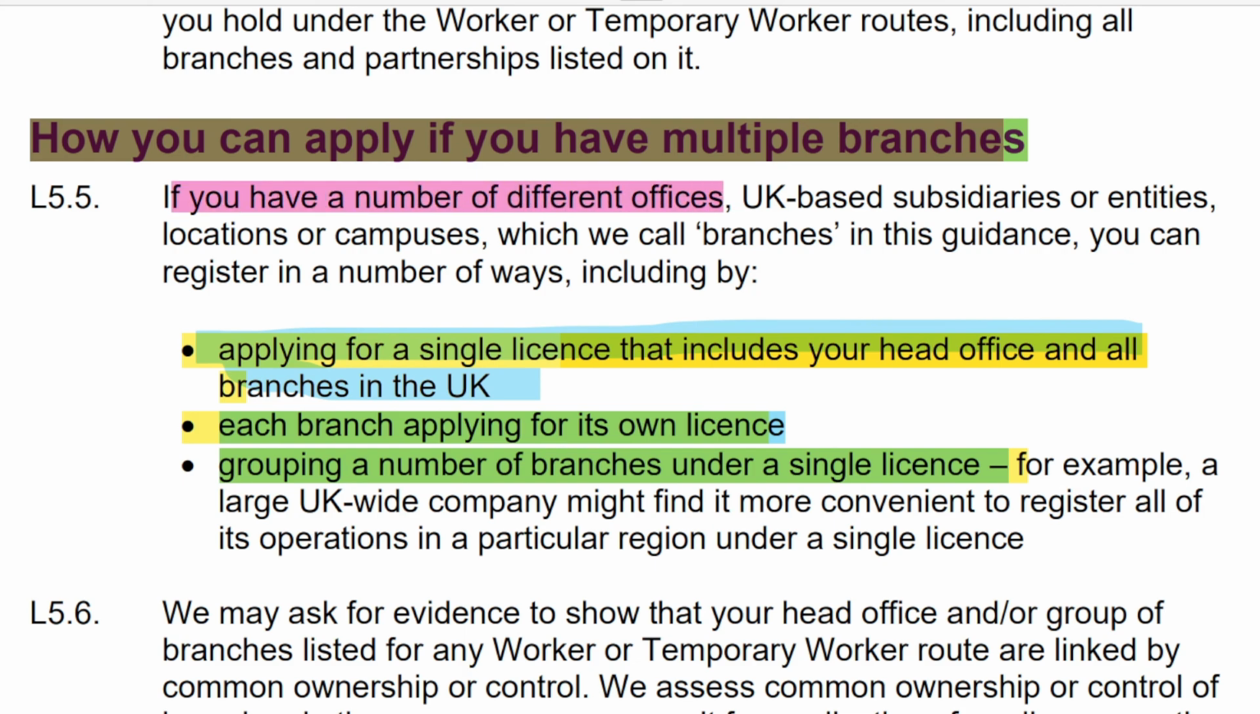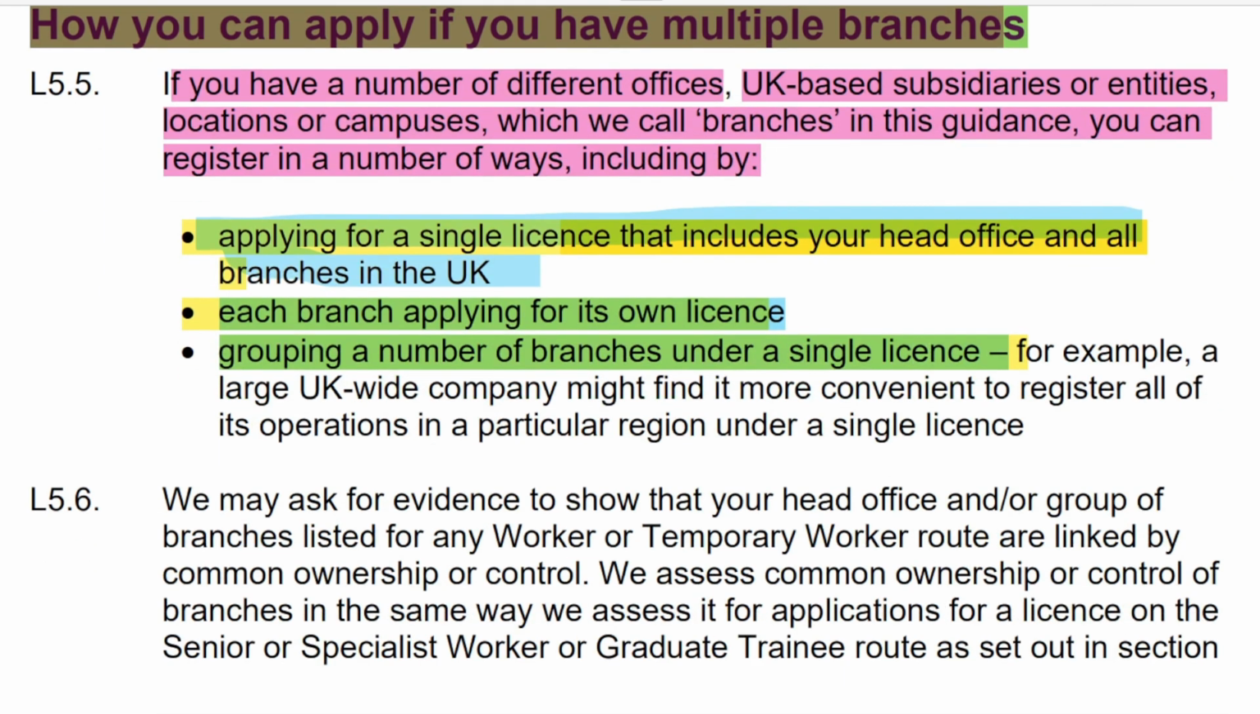If you have a number of different offices, for example in Glasgow, Manchester, London, UK-based subsidiaries or entities, location or campuses, which we call branches in this guidance, you can register in a number of ways, including by applying for a single license. That includes your head office and all branches in the UK. This is one scenario: you apply for your head office and include all the branches in that license.